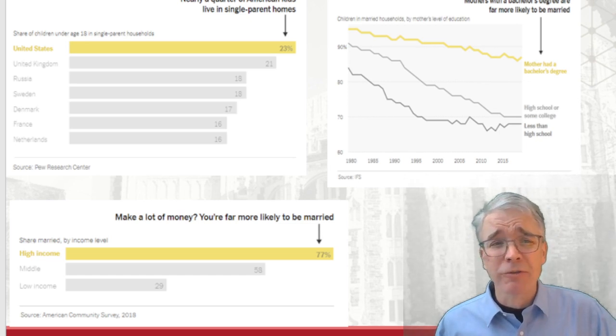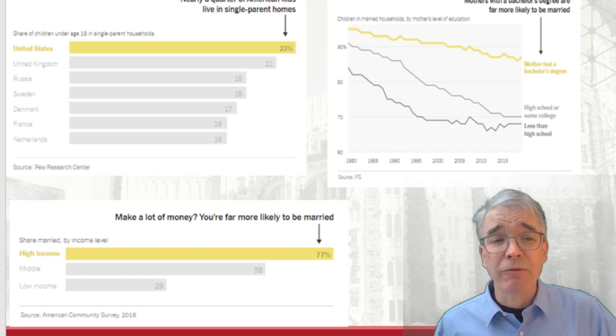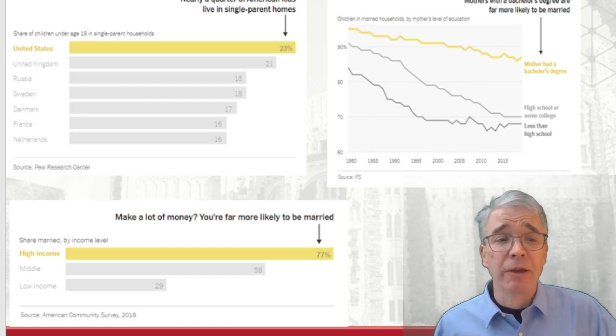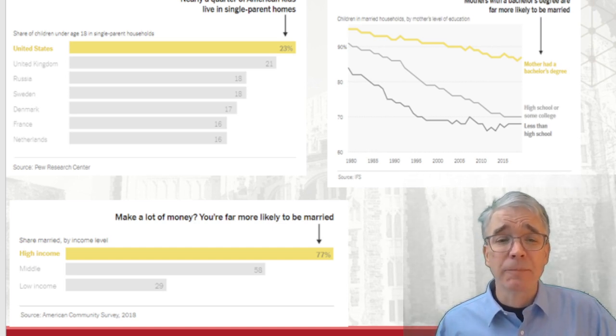Finally, consider how these inequalities persist over generations. Higher income people are more likely to be married. In the chart on the right, the yellow line at the top is the fraction of mothers who have a bachelor degree or more who are married. It's been going down from 1980 to 2020, but it's still over 85%. Compared with those with less education, where the rate has been going down farther and is lower. Kids raised by single parents face more challenges.